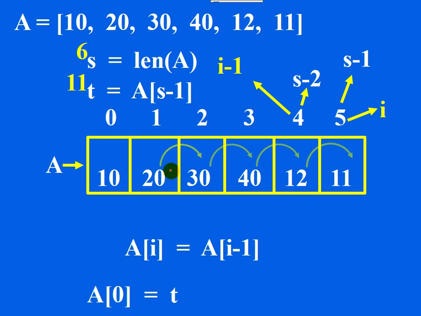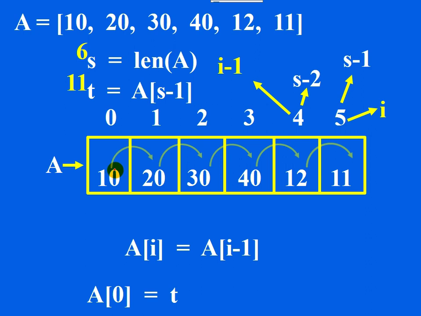Similarly, if you want to shift this element by one position to the right, what must be the value of I? I should be taken as 2, so that automatically this will be I minus 1. And if this is I minus 1, you know that this is A of I minus 1. If this is I, certainly this position is A of I. Here also A of I minus 1 should be assigned to A of I. So the statement has no change, but the value of I becomes 2.